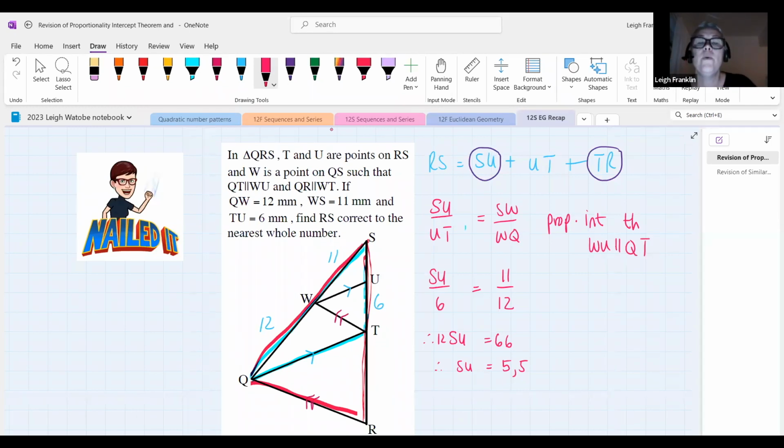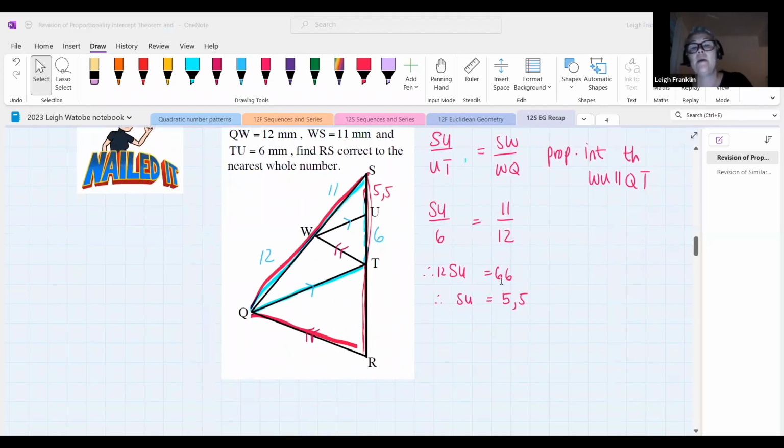Okay, so we're getting a piece of the puzzle now. We know that SU is equal to 5,5. Now we need to work out the length of TR. There's more than one way that we can do this. The most traditional way would be working with ST and TR, but because we know the length of the whole side SUQ, we could also work with the whole length of the side in this situation as well.